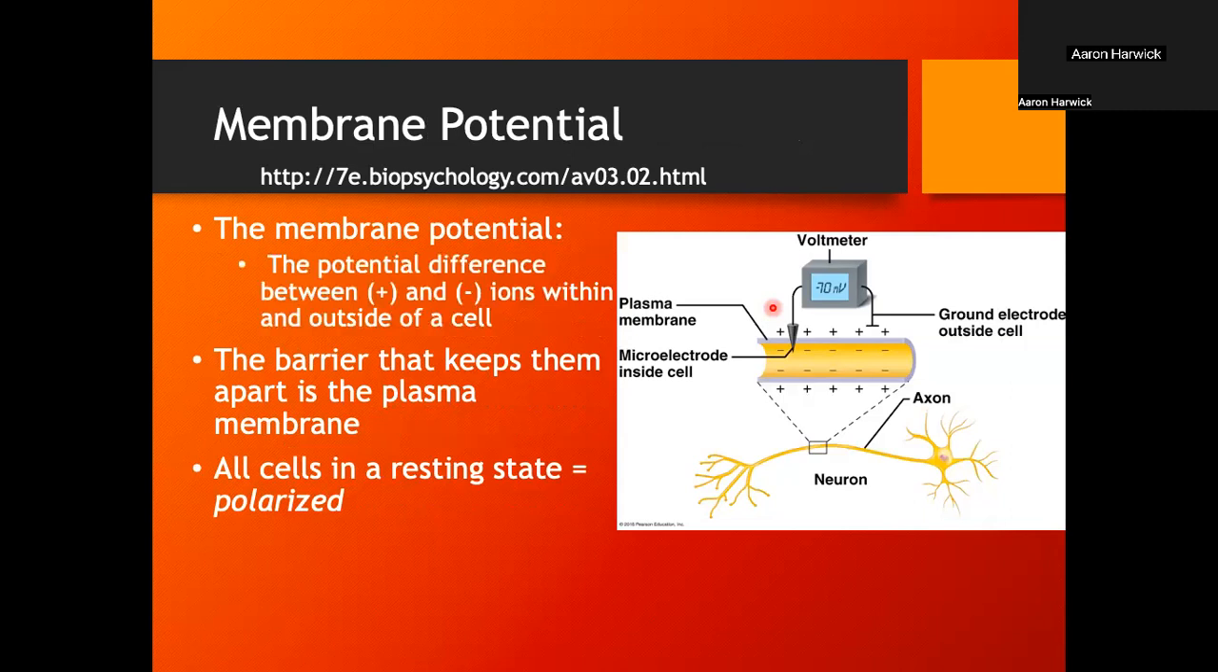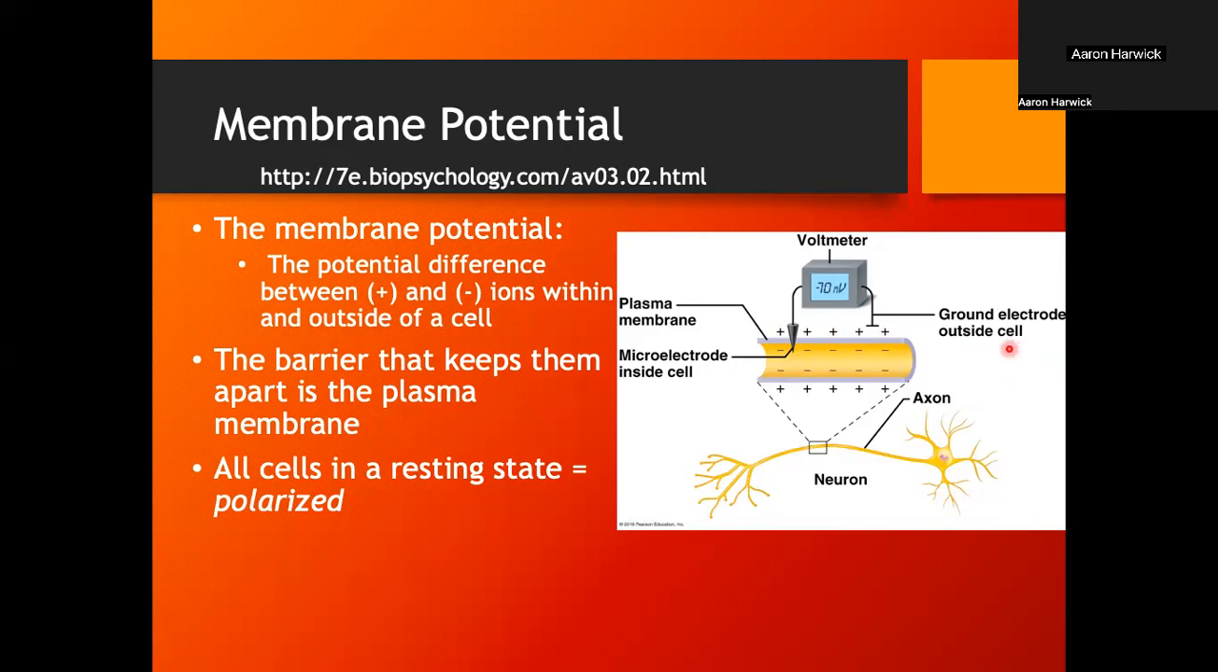So this is basically what we're working towards here. What we're looking at is something called the membrane potential. We've got a negative environment and a positive environment, separated by the plasma membrane. So we're talking inside the cell with the negative charge, outside the cell with the positive. The membrane potential is the difference between the positive and negative ions between the inside and outside of a cell. And there needs to be a barrier that keeps them apart. This is going to be some sort of plasma membrane.